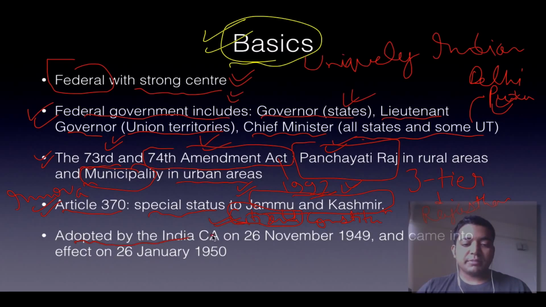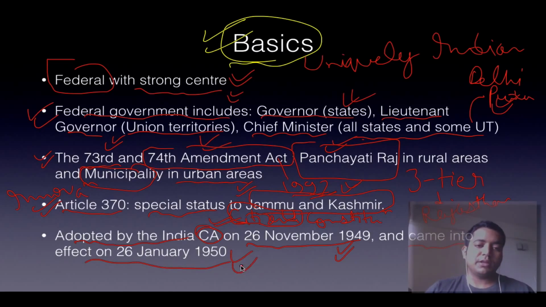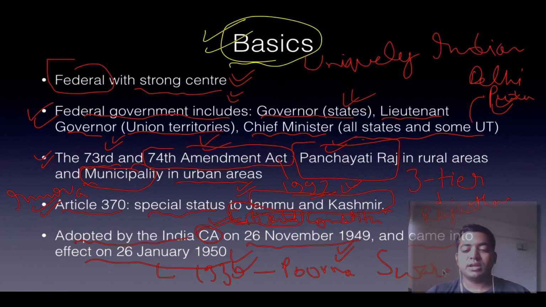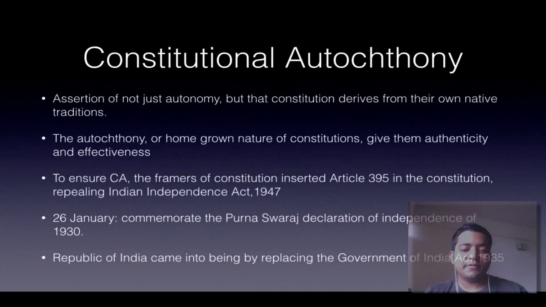Then it was adopted by the Indian Constituent Assembly on 26th November 1949, but it came into effect on 26th January 1950. Do you know why it came in fact 2 months later? This was because on 26th January 1930 there was a Purn Swaraj resolution. So that is the reason. Purn Swaraj resolution by Jawaharlal Nehru. So to commemorate that, it came into effect on 26th January 1950.